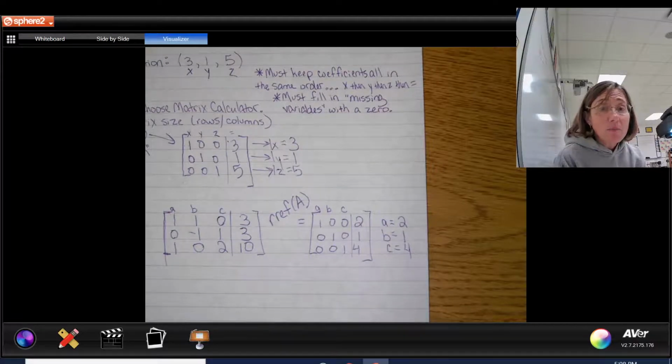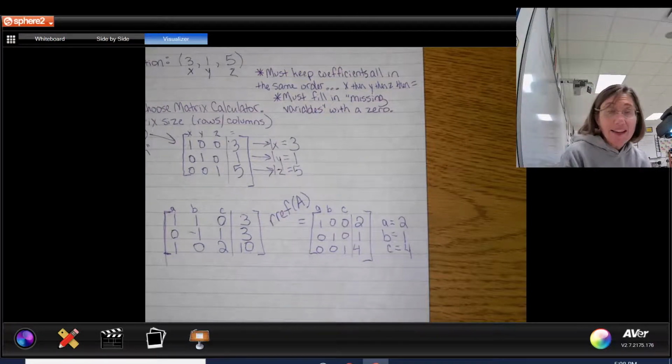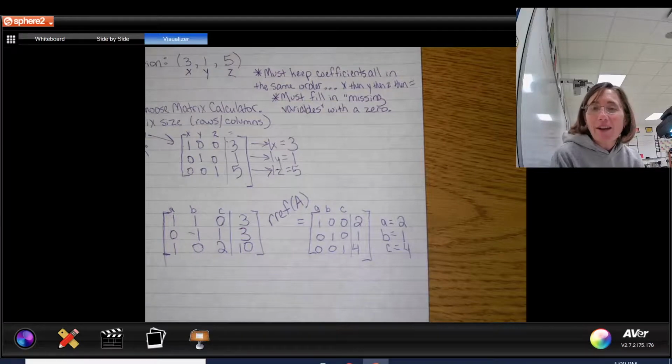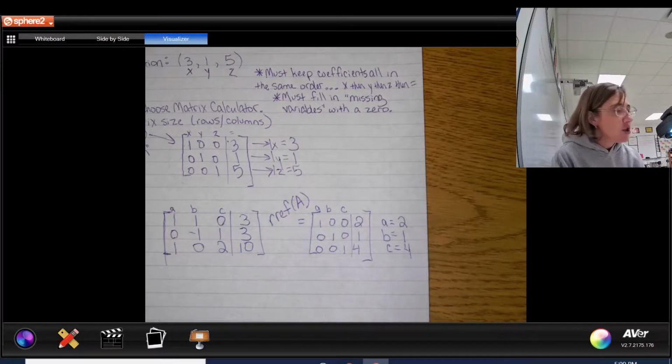You've got the Desmos matrix calculator, and we have Texas Instruments, some of the Texas Instruments graphing calculators that can do reduced row echelon form. So I think that is everything.